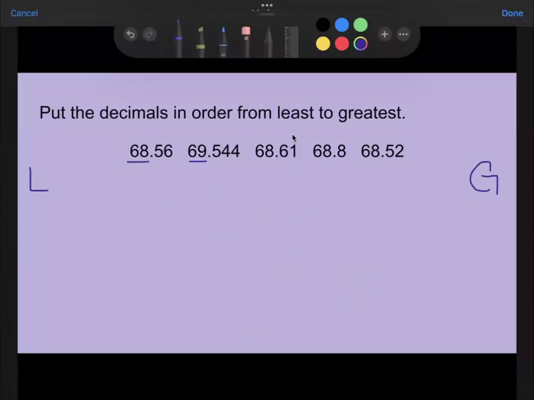68, 69, 68, 68, and 68. So 69 is bigger than the rest that are 68. So I'm going to write that over here. 69.544 would be the greatest. Crossing that off. Now I'm going to go ahead and stack the rest.